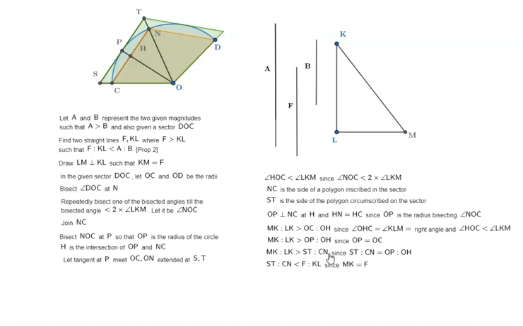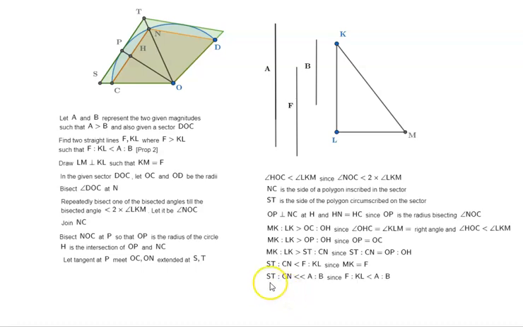But the proposition talks of lesser. So let's reverse this and say ST is to CN is less than F is to LK or KL, because MK and F are the same. So here ST is what? It is the side of the circumscribed polygon. And what is CN? CN is the side of the inscribed polygon.